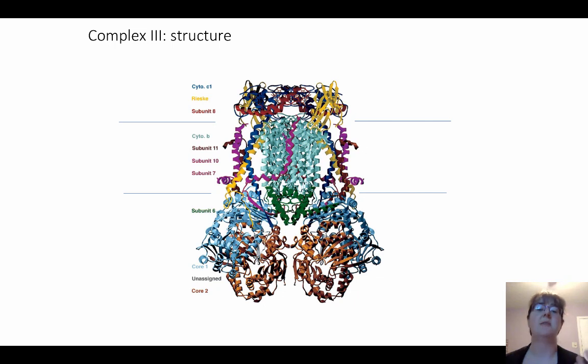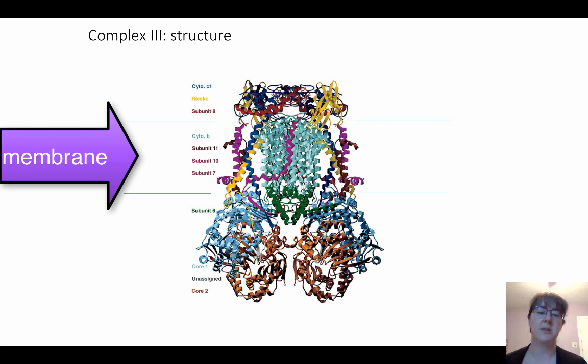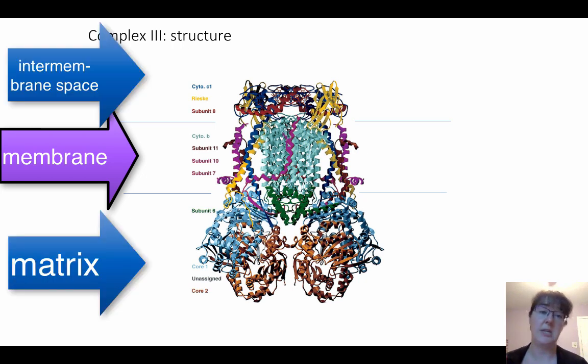This is a look at the structure, again, mostly just to show you that there's some parts of this that are in the membrane, some that are in the matrix, some that extend into the inner membrane space.